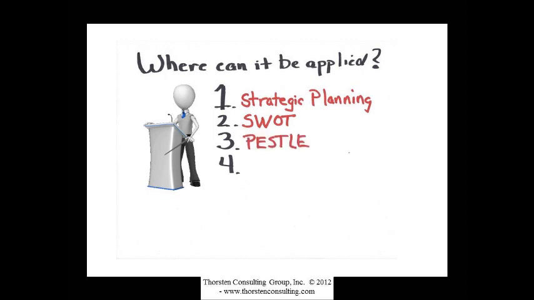It can also be used for a PESTLE analysis. And PESTLE analyses are used many times in marketing analyses, but can also be used in the overall strategic planning process. PESTLE stands for: P represents the political environment, E, the economic environment, S, the social environment, T, the technological environment, L is the legal environment, and the last E is just the overall environment itself.